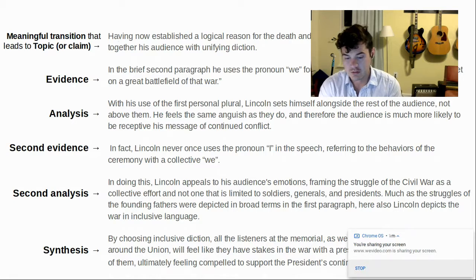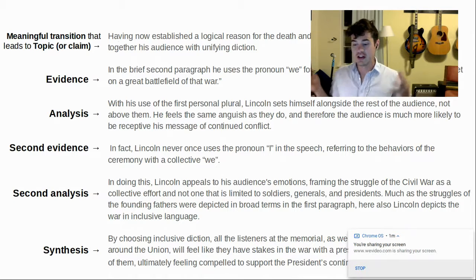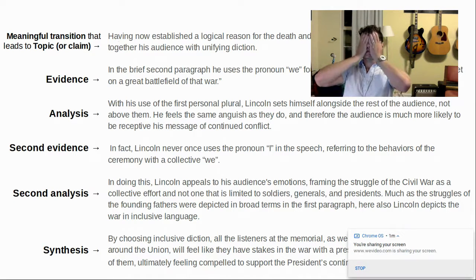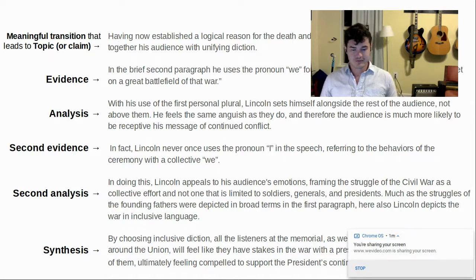With his use of the first person plural, Lincoln sets himself alongside the rest of the audience. There's the audience. Got to talk about the audience if you're analyzing. Not above them. He feels the same anguish as they do, and therefore the audience is much more likely to be receptive of continued conflict. Pretty persuasive, right? In fact, Lincoln never once uses the pronoun I in the speech, referring to the behaviors of the ceremony with a collective we.